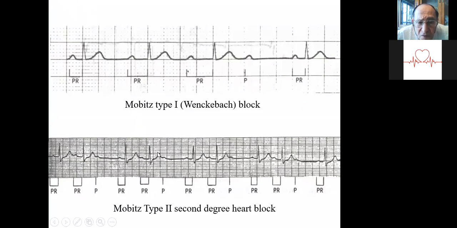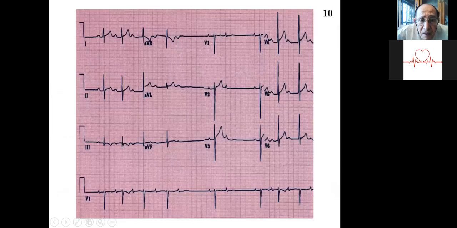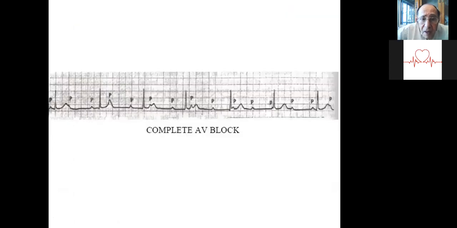So if there is a progressive prolongation of PR till there is failure of conduction, it is called Wenckebach. Again, the impulse here passed after longer time, and then failed to pass. The conductive system became completely fatigued, could not pass the impulse. The progressive prolongation of PR is called Wenckebach block, Mobitz type 1. Mobitz type 2 is sudden failure of conduction.